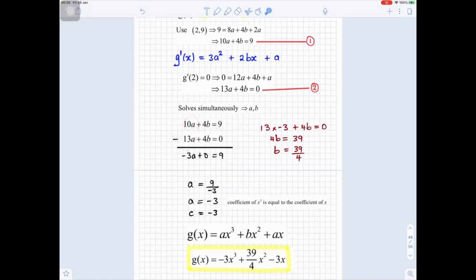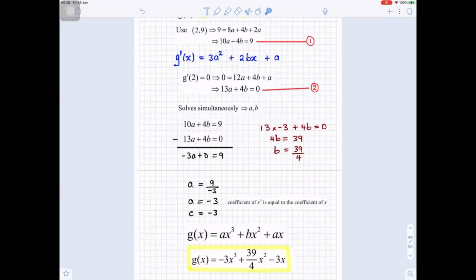10a minus 13a gives you minus 3a. 4b minus b, 4b equals 0. 9 minus 0 gives you 9. So a would be 9 divided by minus 3. Minus 3 goes to the other side, it becomes divide. So a is minus 3. And c will be minus 3 because the coefficient of x cubed is equal to the coefficient of x.